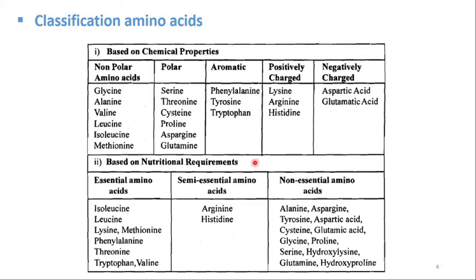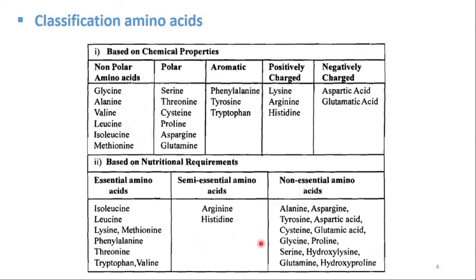Now, based on nutritional requirement, you can also classify amino acids, like essential amino acids and non-essential amino acids. Some of course fall in between, that is, semi-essential amino acids like histidine. In most of these resources, if you see the books, histidine and arginine fall under essential amino acids, especially histidine. So there are basically 9 essential amino acids: isoleucine, leucine, lysine, methionine, like that. Even histidine you can include here.